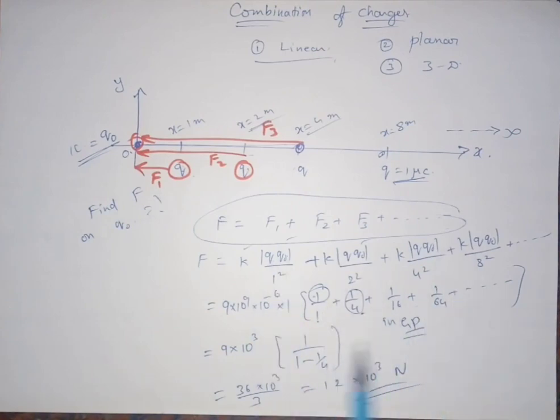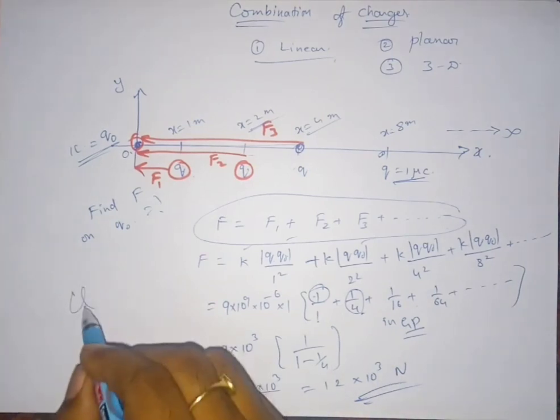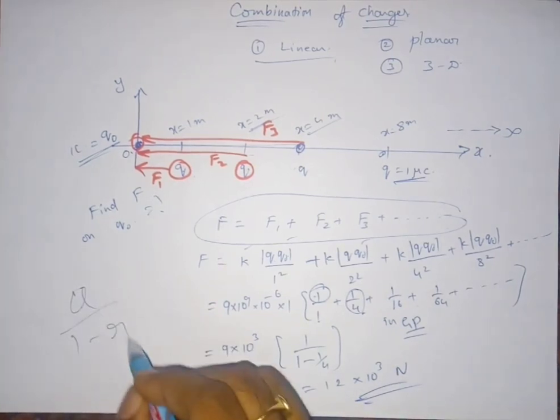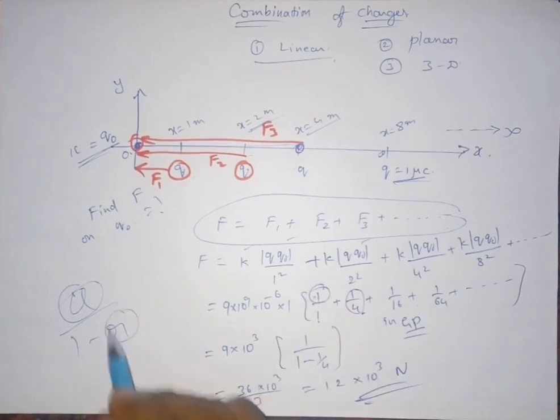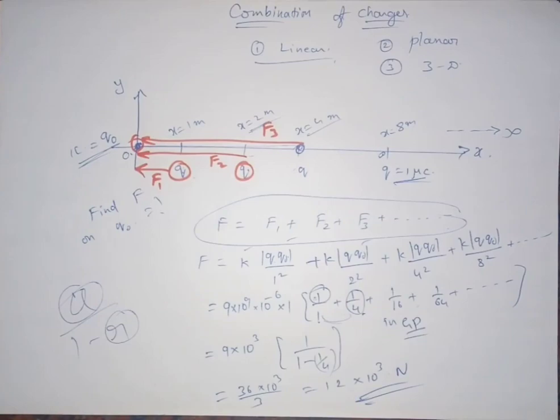And these are infinite. The sum of an infinite series in GP is nothing but A by 1 minus R. A is the first term, which is equal to 1. R is the ratio, which is 1 by 4. So we get this one.